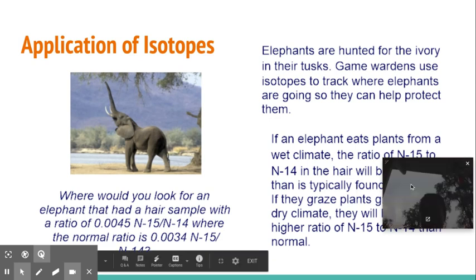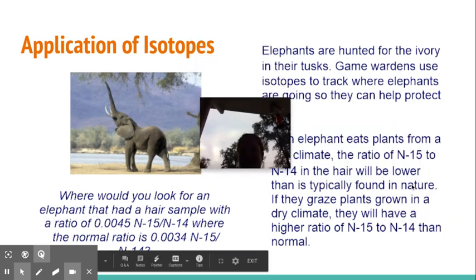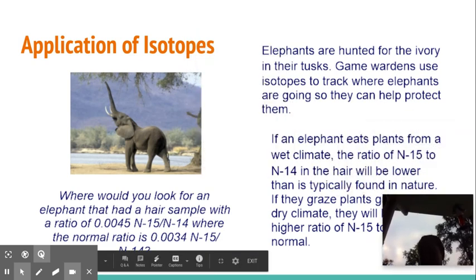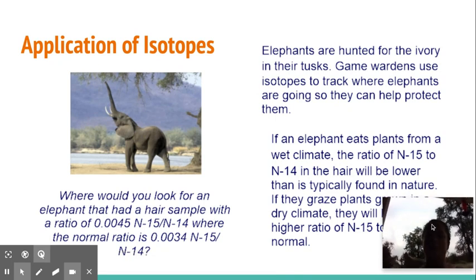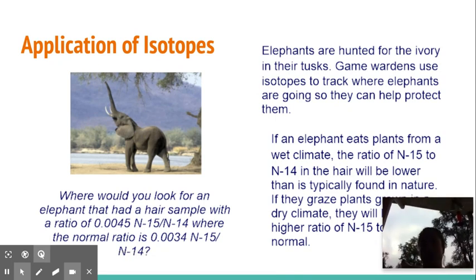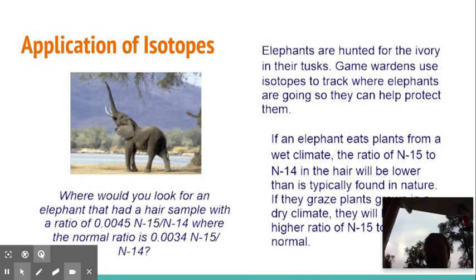All right, so now we don't actually have to do any math. We just have to read and try to figure out the answer. So this is why isotopes are important in the real world. And this is, I think, the last slide that we need to do for this. So, application of isotopes. All right, so elephants are hunted for their ivory in their tusks. Game wardens use isotopes to track where elephants are going so they can help protect them.